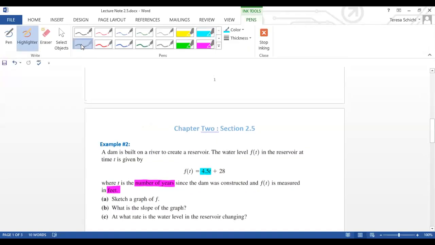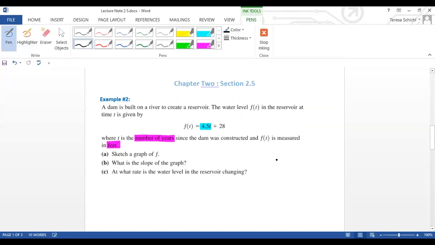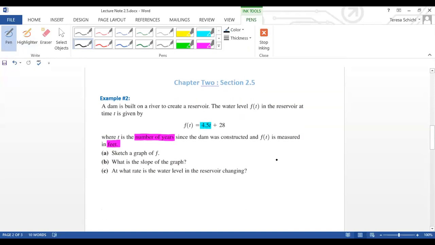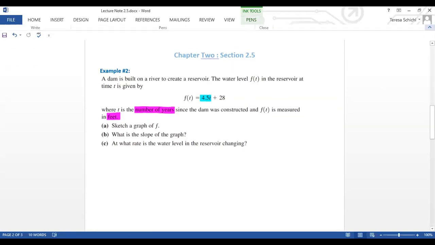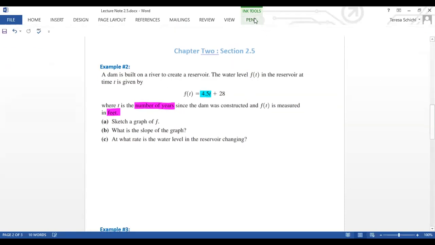Because your t is in years, that means every year the height of the water is going to increase by 4.5 feet. That's every 1 year, which is what we mean by every unit of x. So right now, the unit is what? The unit is year, right?